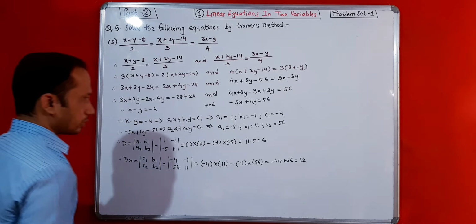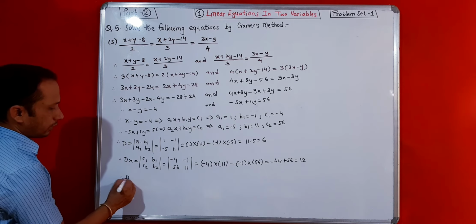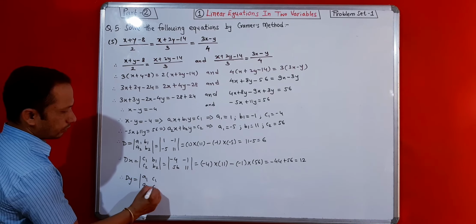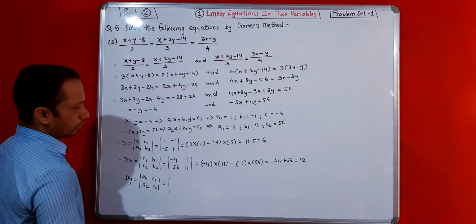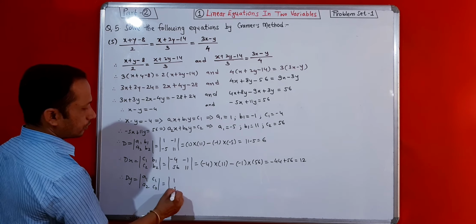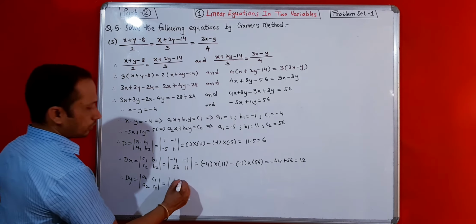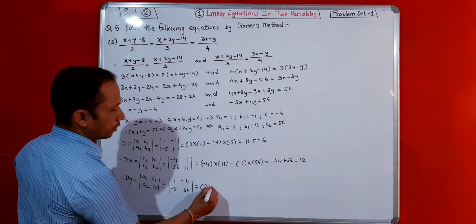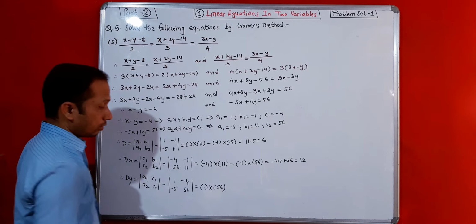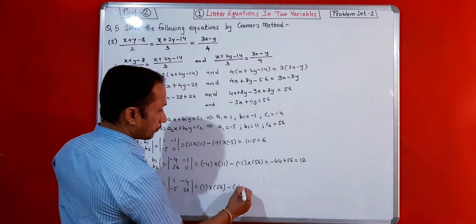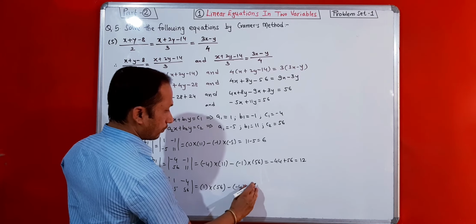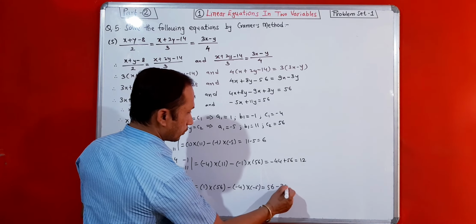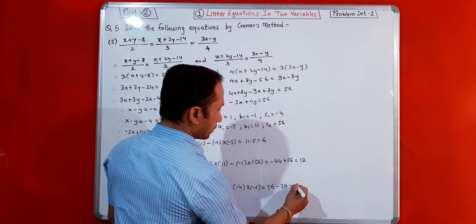You can do this, and therefore Dy is equal to, you know that a1 a2 remains as it is, here c1 and c2 at the place of b1 b2. So what is a1 a2? 1 and minus 5, and c1 c2 minus 4 and 56, so 1 into 56 minus minus 4 into minus 5. So this becomes 56 and this is minus 20, so it is 36.